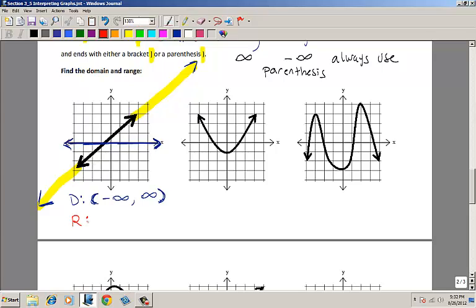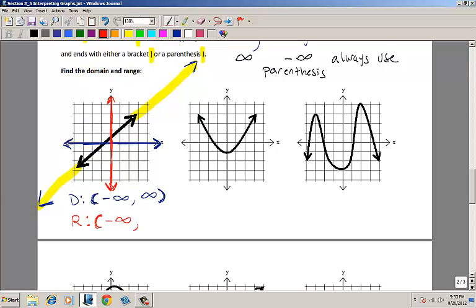Now the range is your y values. Now remember, this is your y-axis, vertical axis here. And for this, we're going to look at lowest to highest. Well, the lowest point that I had was an arrow, right? And that told me I kept going down. Well, if I keep going down, then that tells me I'm going towards negative infinity on my y-axis. So I put parentheses, negative infinity, comma.